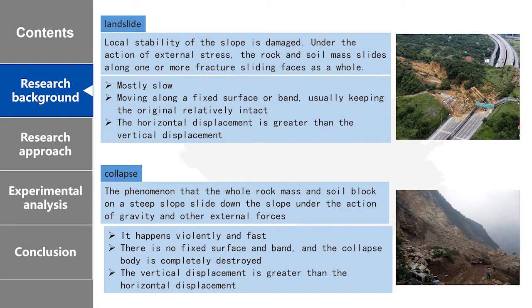Collapse means the phenomenon that the whole rock mass and soil block on a steep slope slides down the slope under the action of gravity and other external forces. It generally has this characteristic: it happens suddenly and faster. There is no fixed surface and band, and the collapsed body is completely destroyed. The vertical displacement is greater than the horizontal displacement.